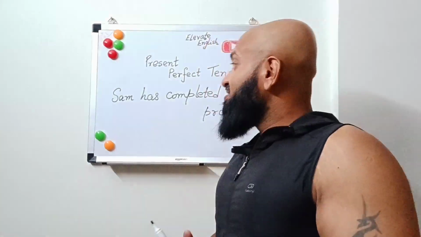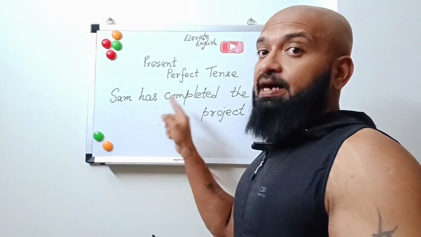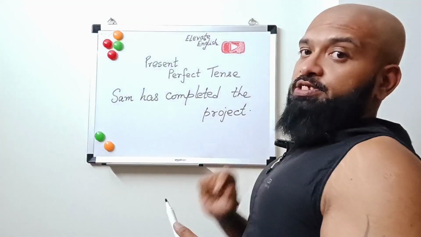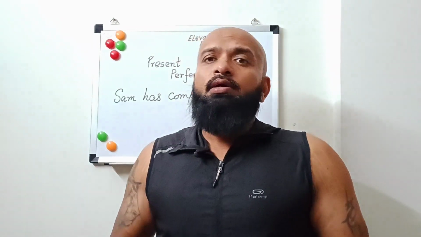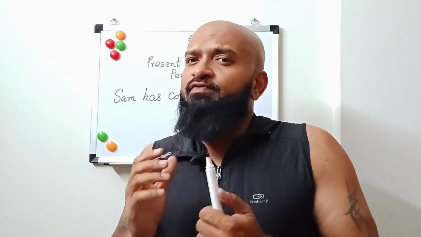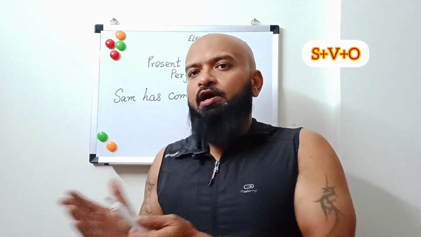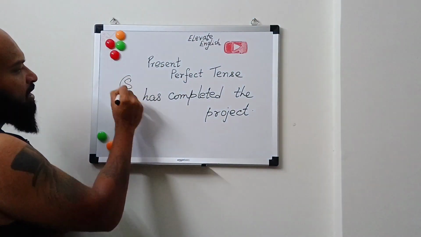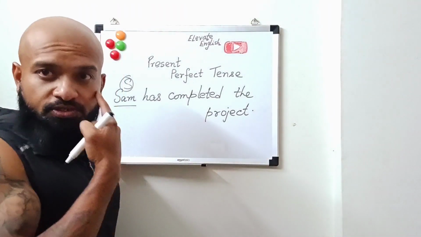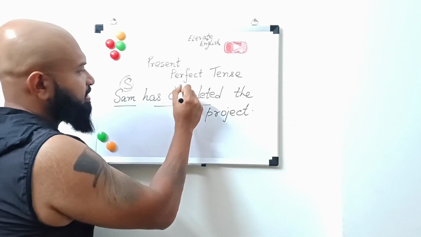Let's understand the present perfect tense via this example. Sam has completed the project. So I'd like to remind you that the basic skeleton for forming any sentence in English is subject, verb and object. Do we have a subject beginning the sentence here? Of course, yes. Sam is the doer of the action, so that's my subject, followed by the verb, or this entire thing is the verb.